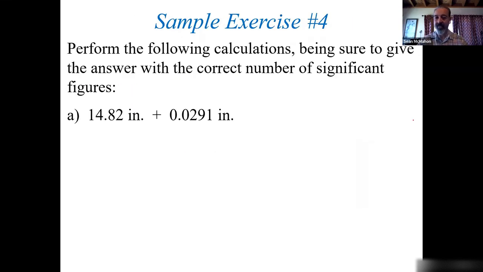So in this case, 14.82 plus 0.0291, if I was to look, this goes to the hundredths, this goes all the way to hundredths, thousandths, ten-thousandths, which is least precise, the hundredths. So my answer should only go to the hundredths, not the ten-thousandths. I underlined it in red. Because I should only go to the hundredths, the least precise, I look to the 9, I got to round up. It's 14.85 inches.